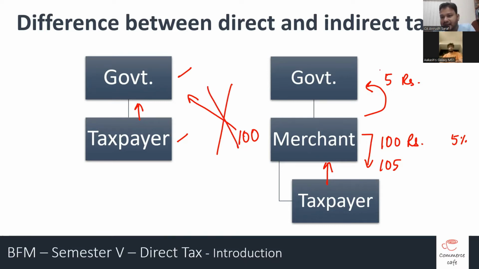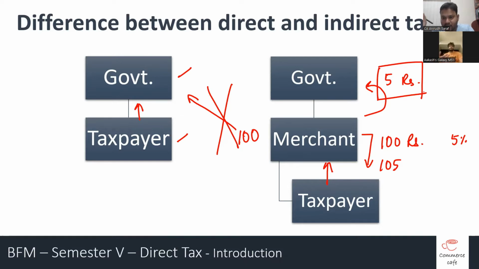This 5 rupees collected by the merchant and paid to the government, who is bearing the burden of this tax? This money is coming out from whose pocket? Your pocket, right? Indirect tax money is coming out from taxpayers. Even in indirect tax, money is ultimately coming out of the taxpayers' pocket only. When Akash purchased 100 rupees worth of goods from the shopkeeper, he paid 105 rupees. 100 rupees for the goods, 5 rupees for the tax. Am I correct?